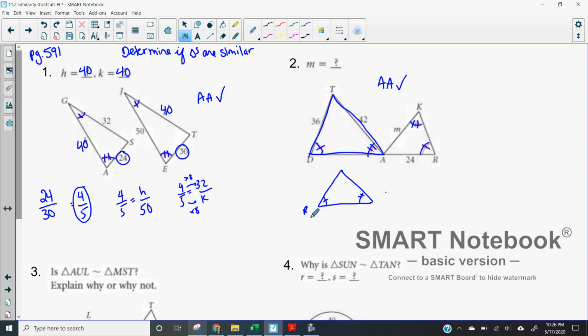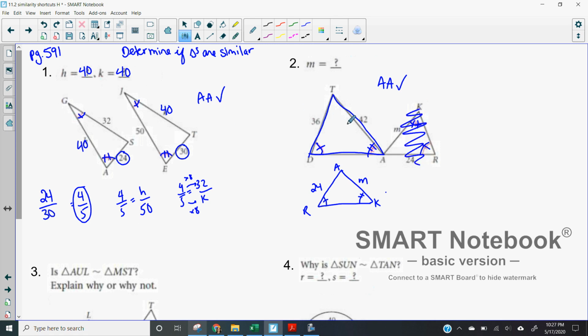So R will go down here, K is by the 2 tick mark angle, and then A actually ends up on the top now. Transfer over your lengths too as well. So AR is 24, and AK is m. So I can ignore this one for now.